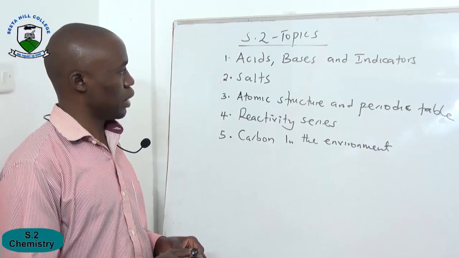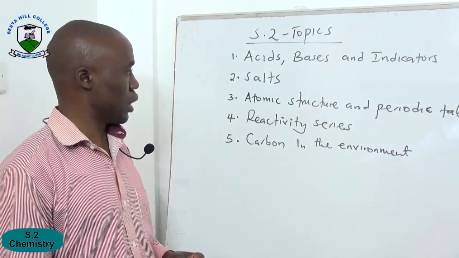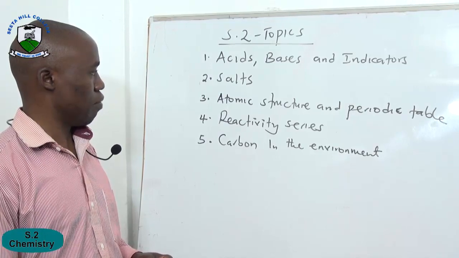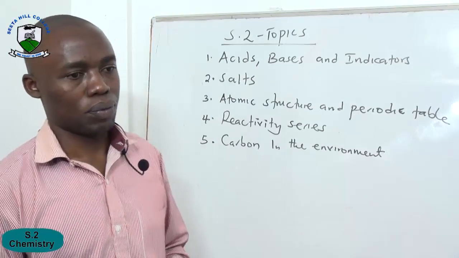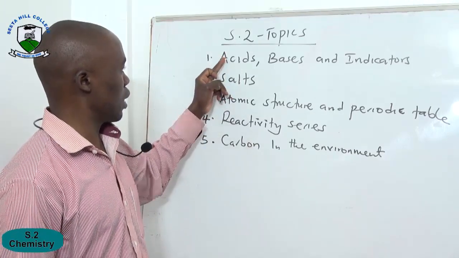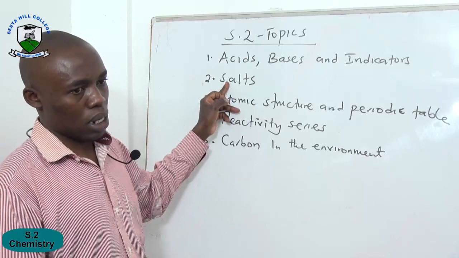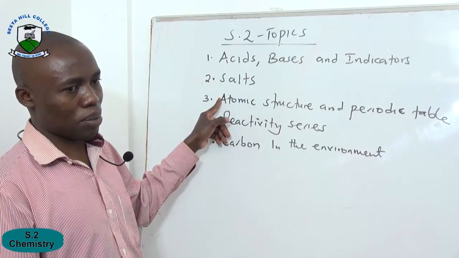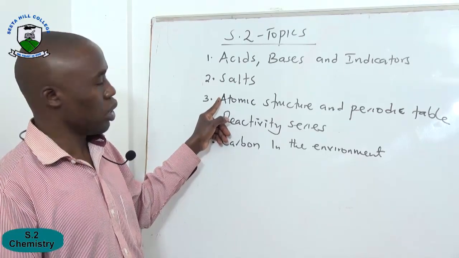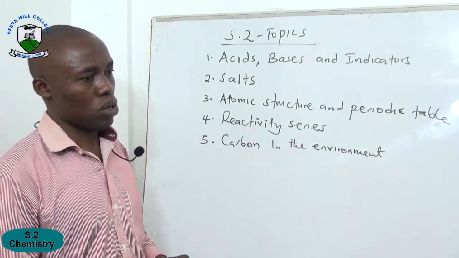Acids, bases, indicators, salts, atomic structure and periodic table, then reactivity series, and carbon in the environment. Now, the first two topics are for first term. This is first term work. The third topic captures the entire second term. Then these last four are third term work.